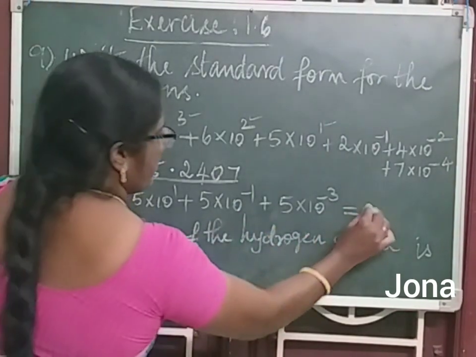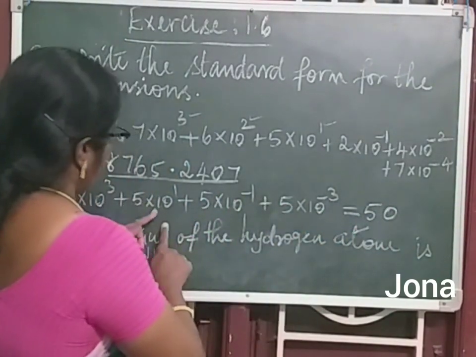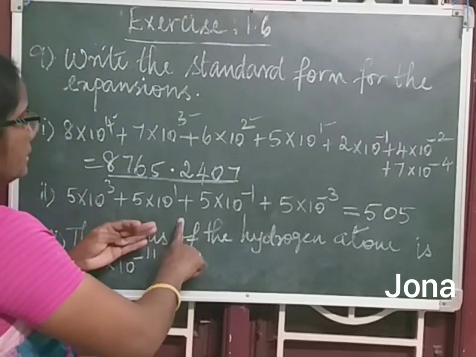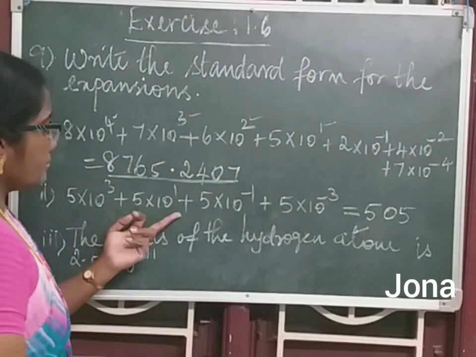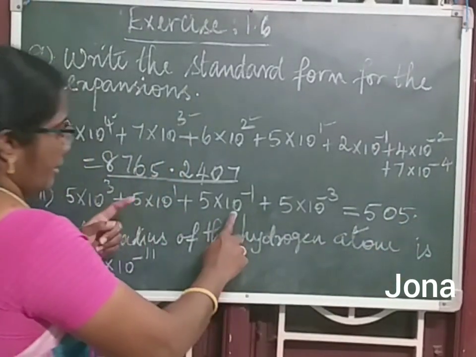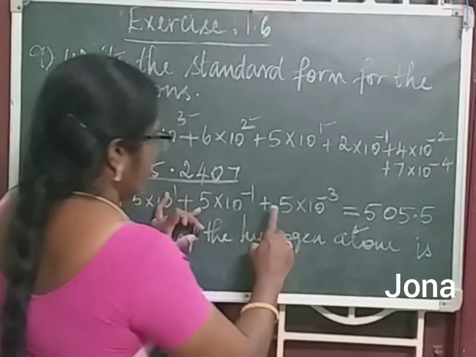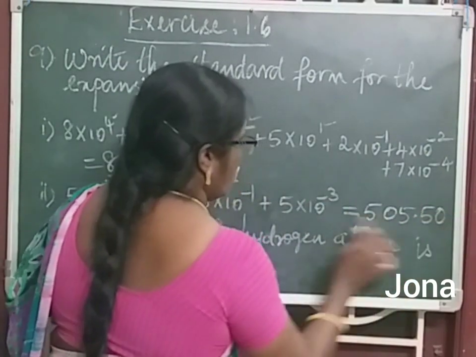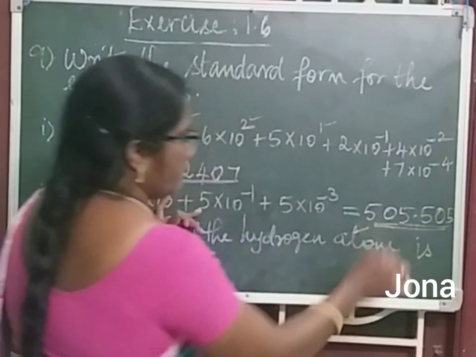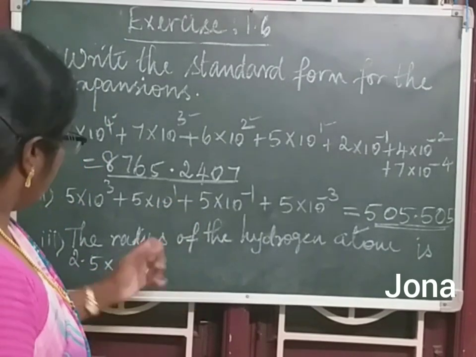Here 5, and then 2 is not there, so put 0, and then this 5, and then 10 power. And then we want to put the decimal point. After this minus 1 is there, so put this 5 here, and then minus 2 is missing, so put 0, and then here we want to write 5. So the answer is 505.505. Okay. Look at the next sum.